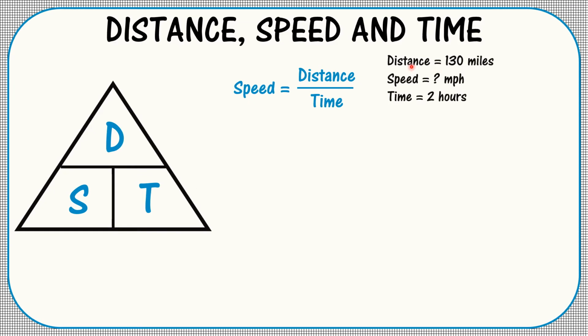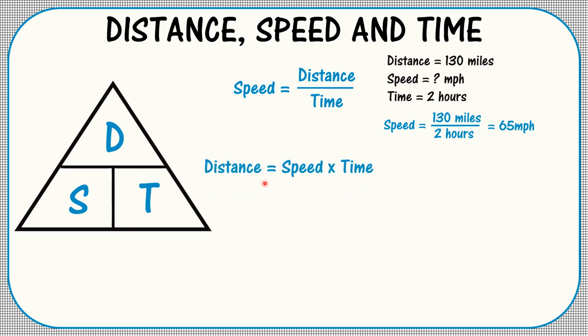If we have this example, we have distance equals 130 miles. The speed is what we're trying to work out, and the time it took is 2 hours. So we are saying that it took us 2 hours to travel 130 miles. If you want to work out the average speed, you would do the distance, which is 130, divided by the time, which is 2 hours. Therefore, the speed is 65 miles per hour. So every hour we traveled 65 miles.